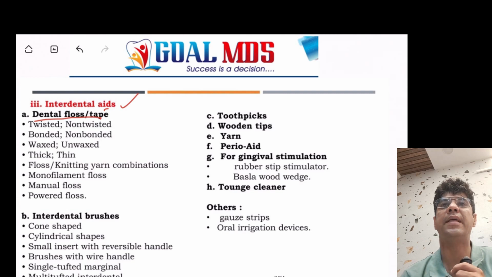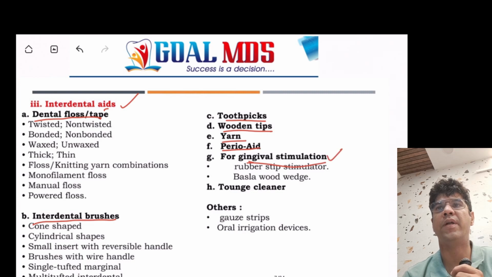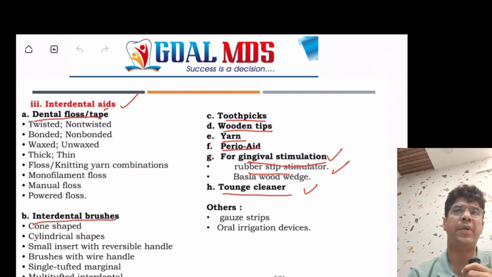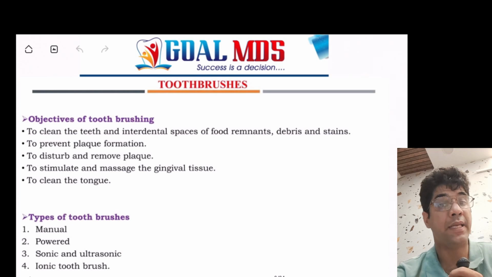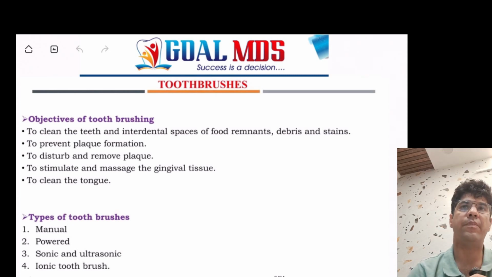Third are the interdental aids, which include dental floss, interdental brushes, toothpicks, wooden tips, yarn, perio aid, and gingival stimulation by use of a rubber tip stimulator, and tongue cleaner. Other methods could be gauze strips or oral irrigation devices. So let us discuss them one by one.